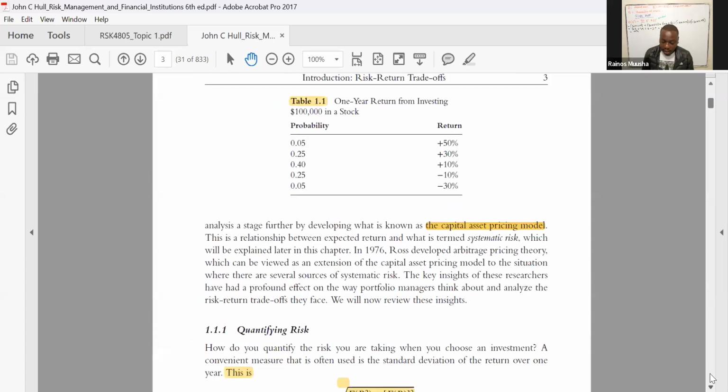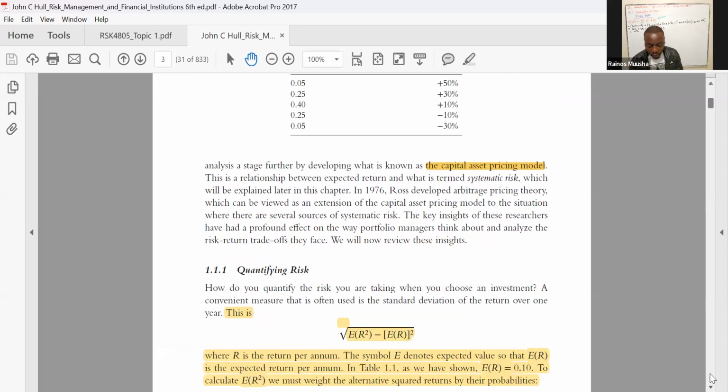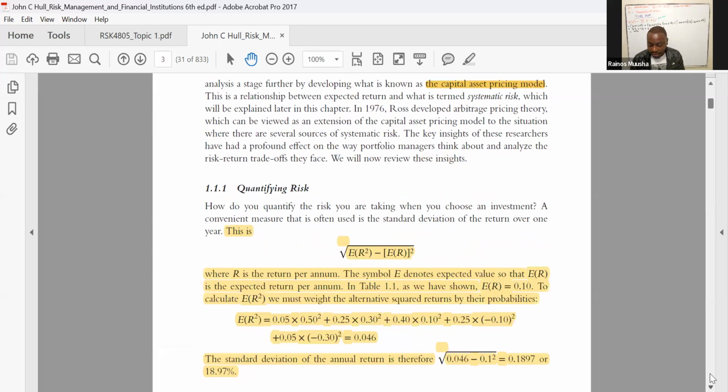So this is how one would calculate the expected return of a single asset. Please take note that I'm specifically saying a single asset. So it's a single asset or a single investment, right? Next, they also look at quantifying risk.